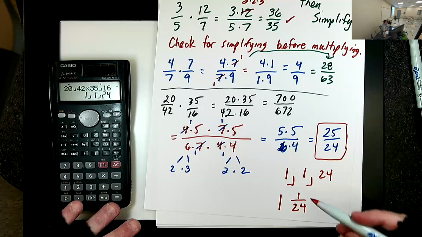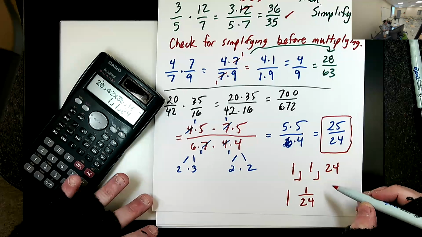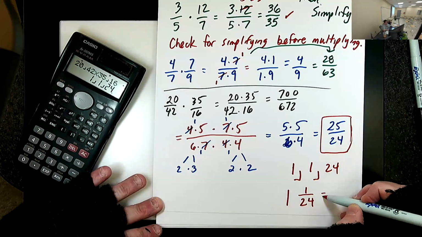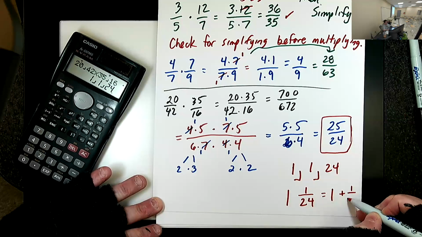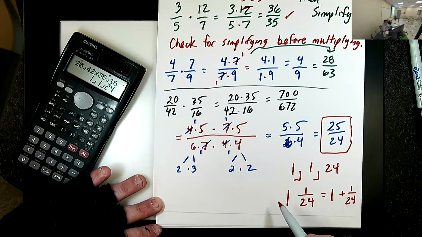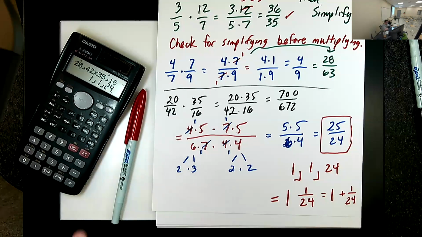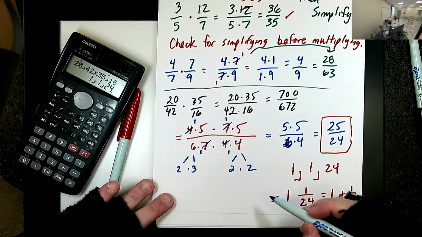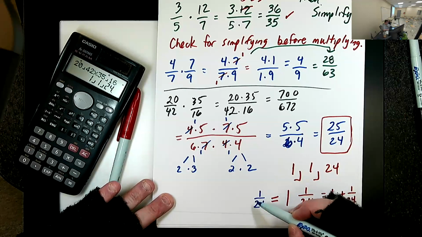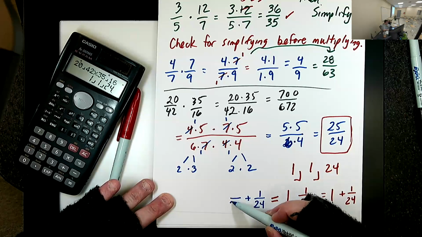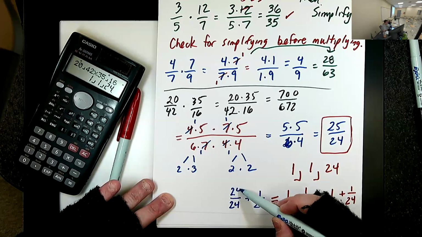The way you get from 1 and 1/24 to 25/24 is this is the same thing as 1 plus 1/24. And I'm going to do this to the left because I ran out of room. I've got the 1/24, and instead of having the 1, I'm going to rewrite it as a whole number written as a fraction.